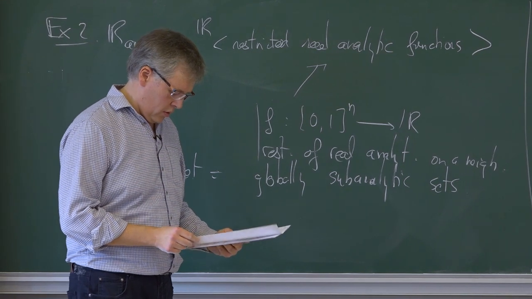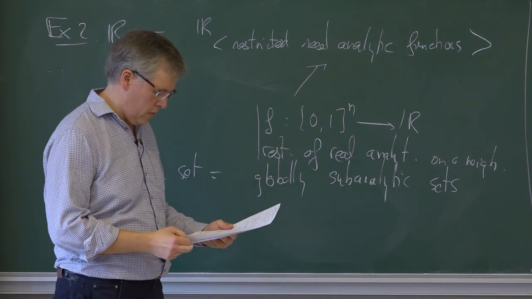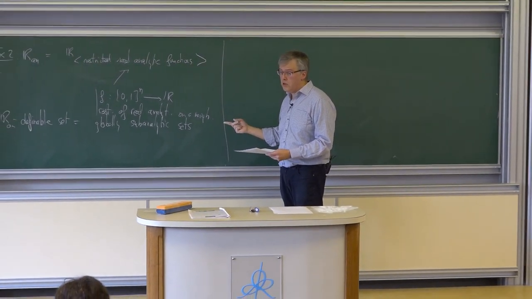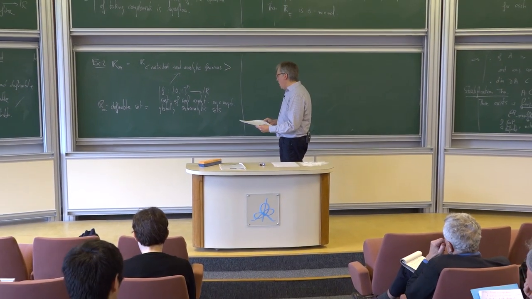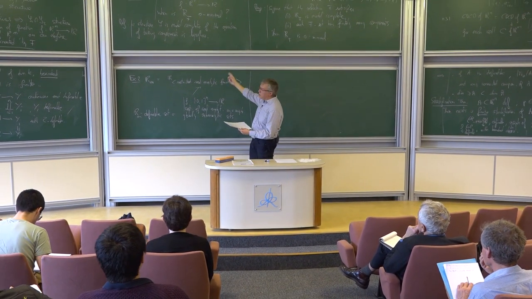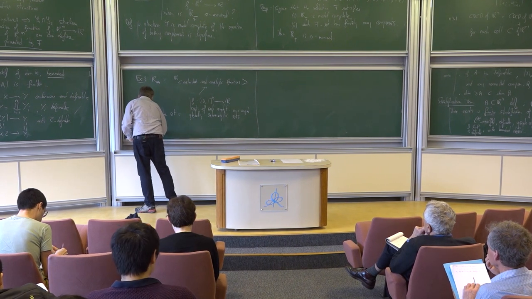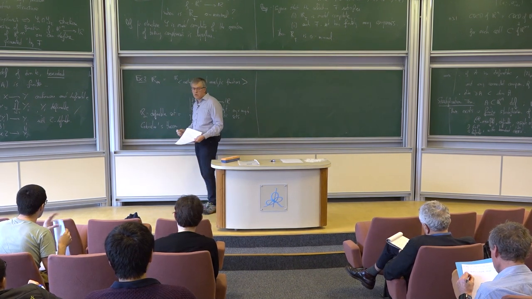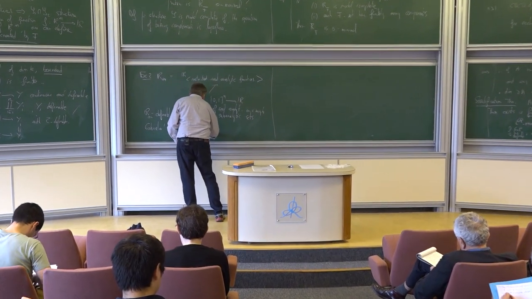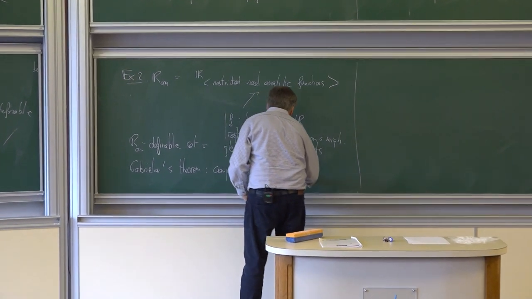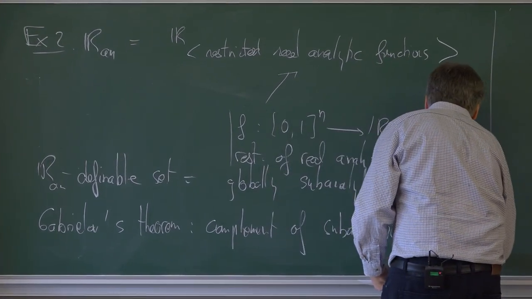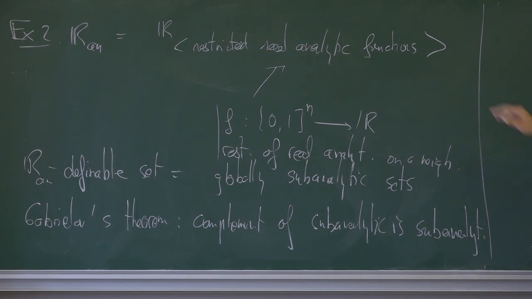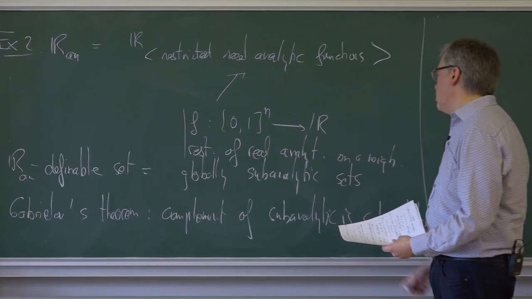Time is passing. If you have questions, we can talk about the precise definition afterwards. I don't want to make a lot of reminders about semi-analytic and subanalytic geometry. So what is crucial here is Gabrielov's theorem. So basically, the proof of o-minimality comes from Gabrielov's theorem, which tells you exactly that the complement of a subanalytic set is subanalytic. Okay. So all this theory was developed by basically Gabrielov, Łojasiewicz, and Hironaka.